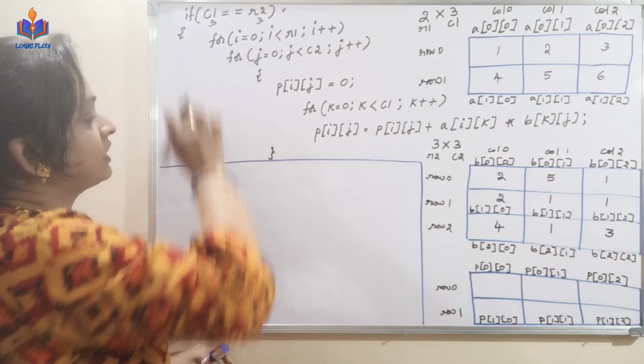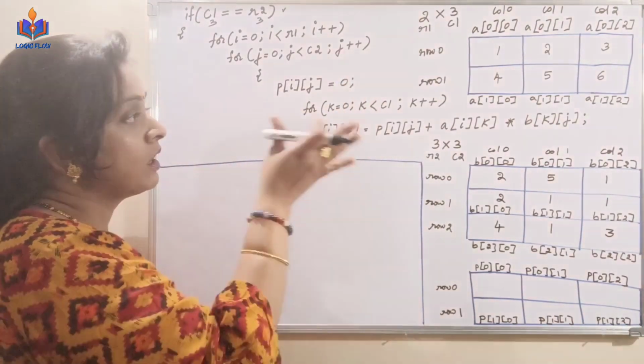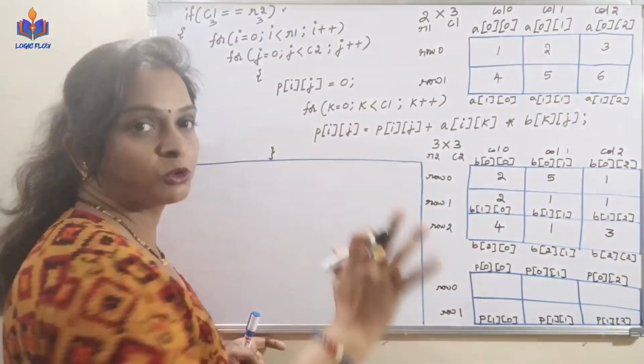I need to execute this block. The block has been started. Ending, I'll write it at the end of the program. I've written the half portion of the program. How to print the resultant matrix, we'll see later. First, we'll see the computation part.